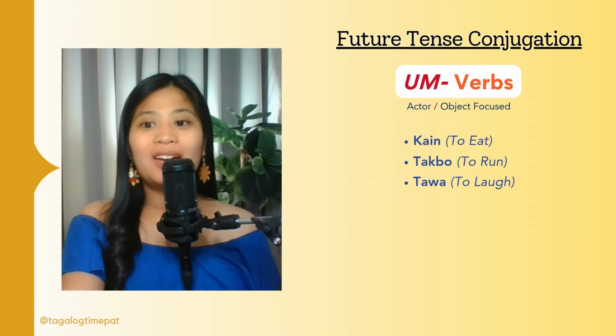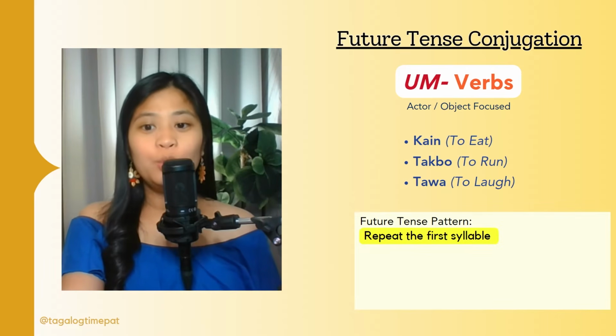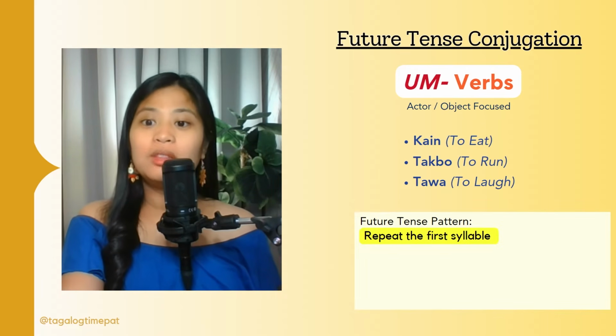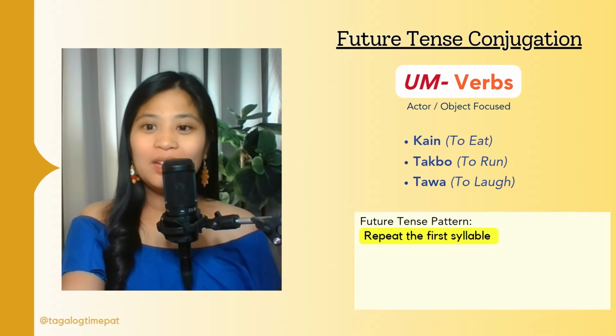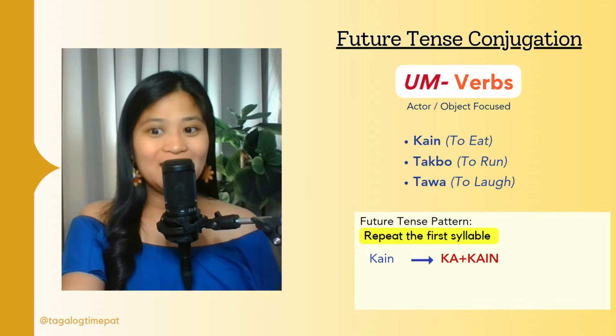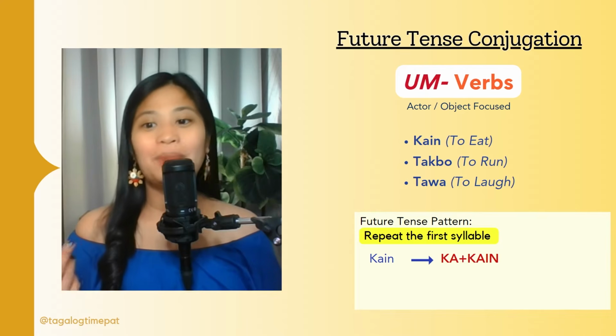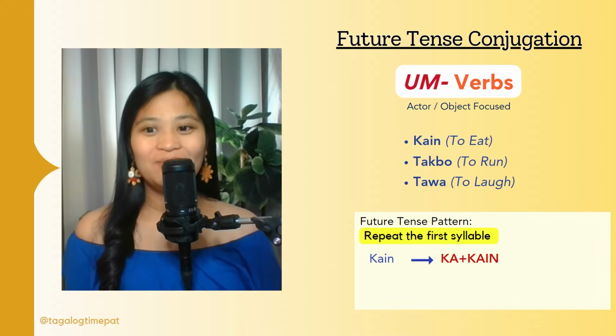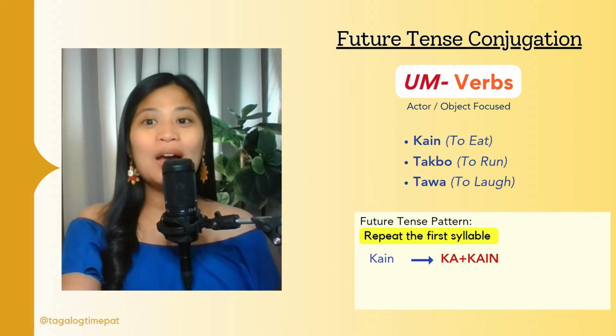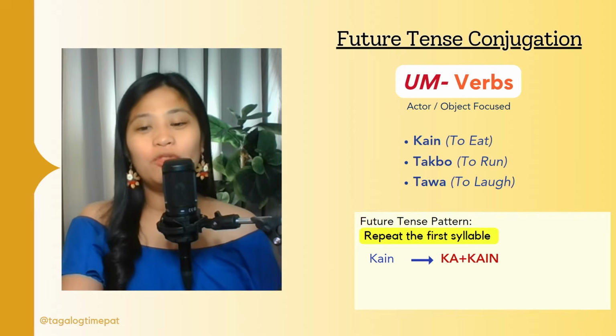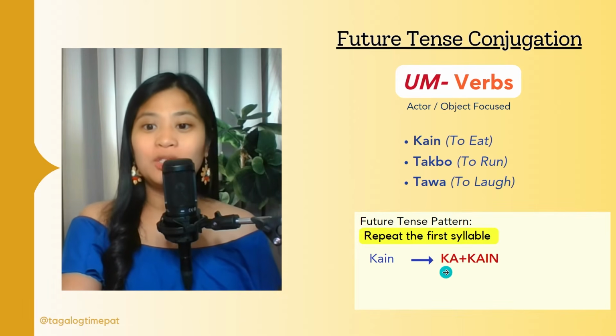Okay, next, verbs. Our verbs are kain, to eat, takbo, to run, tawa, to laugh. Now the pattern for verbs is you repeat the first syllable. So take a look at this. Kain, to eat, becomes kakain. Kakain ako, I will eat. Kakain ako ng pansit. I will eat some pansit. It's very interesting because now there's no infix at all for future tense conjugation of verbs. You just simply repeat the first syllable.